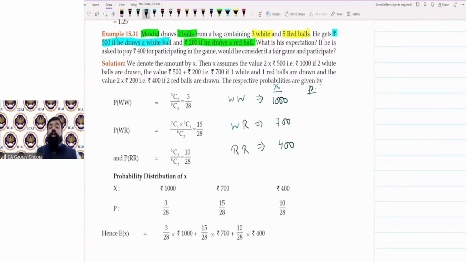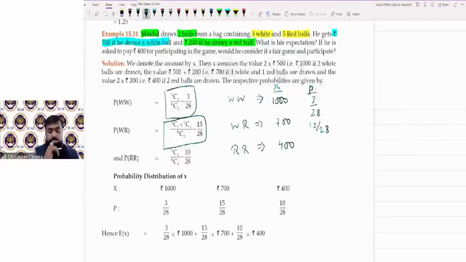What about P? So we can write 2 white balls. 2 white balls is 3C2 upon 8C2, so it becomes 3 by 28. 1 white, 1 red: 3C1 into 5C1 upon 8C2. And the third one is both red balls, which means 5C2 upon 8C2. It becomes 10 by 28. Now you can multiply P into X and get the result.